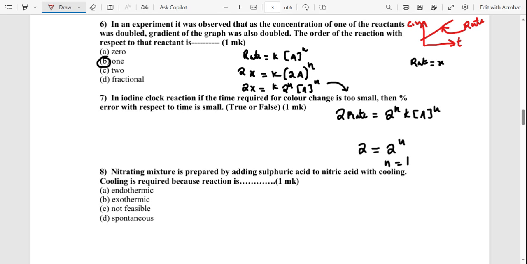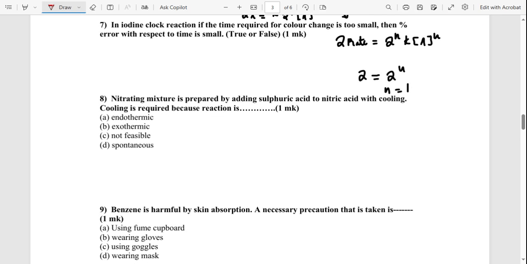I hope that's okay. Please feel free to ask in case you are not okay. In iodine clock reaction, could you please explain what you meant by what happens to a second order reaction when you double the concentration? When you double the concentration of a second order reaction, the rate is going to increase by a factor of 4. Because remember, for a second order reaction, rate is equal to k, the concentration raised to the power 2.